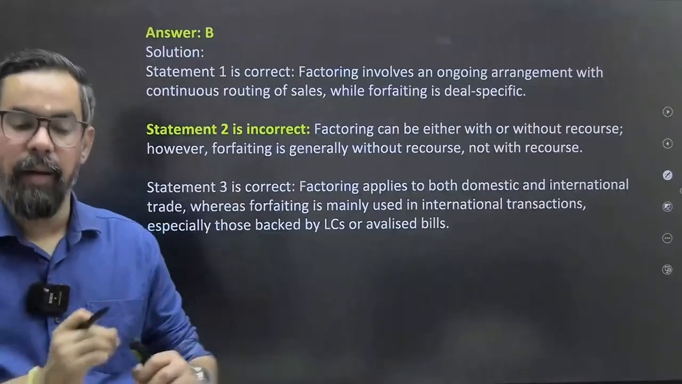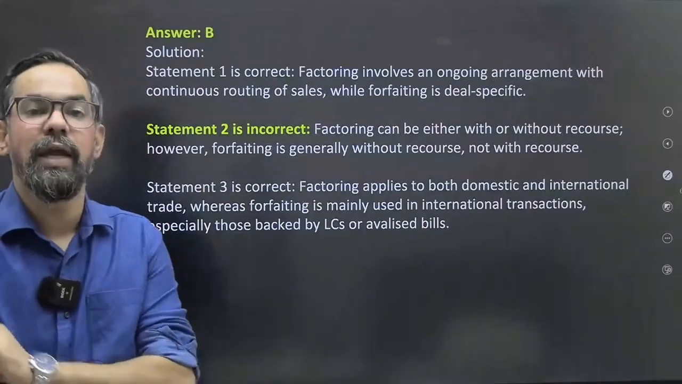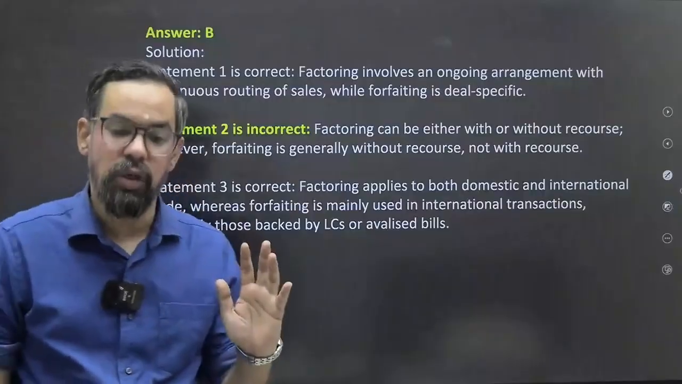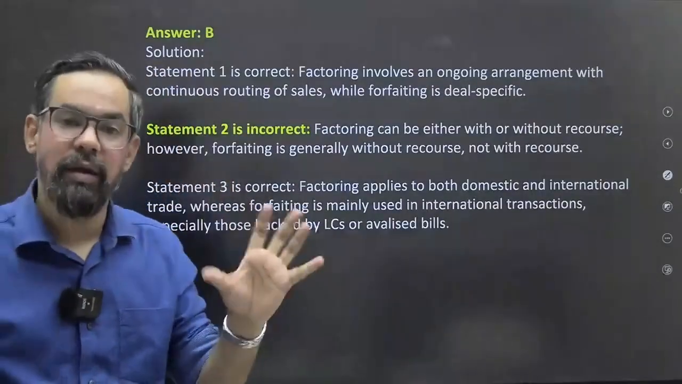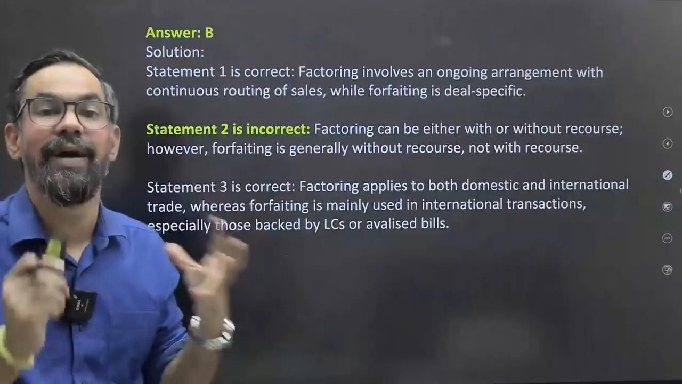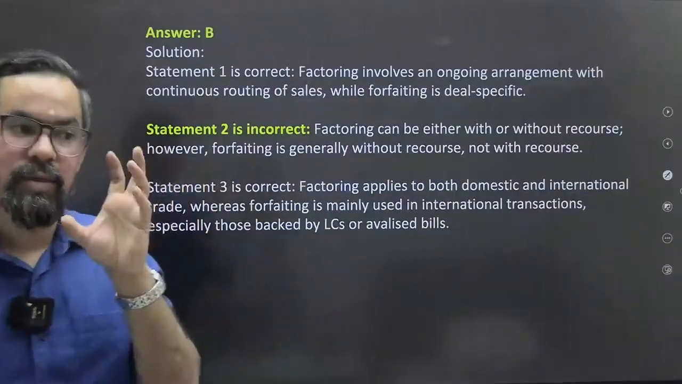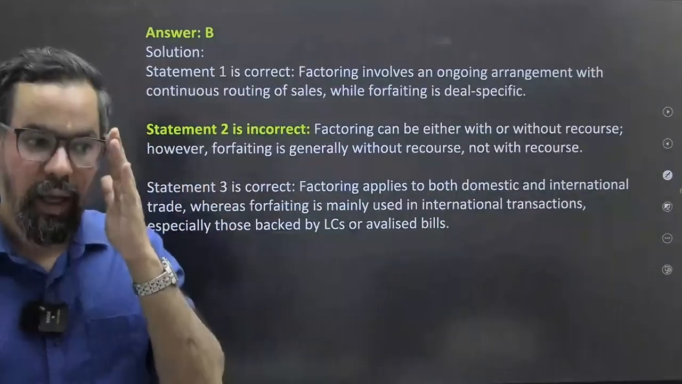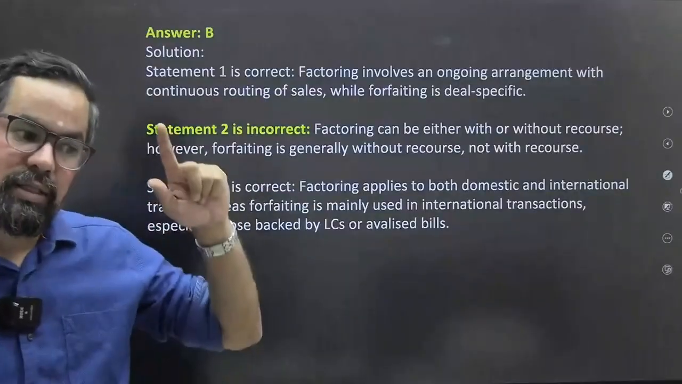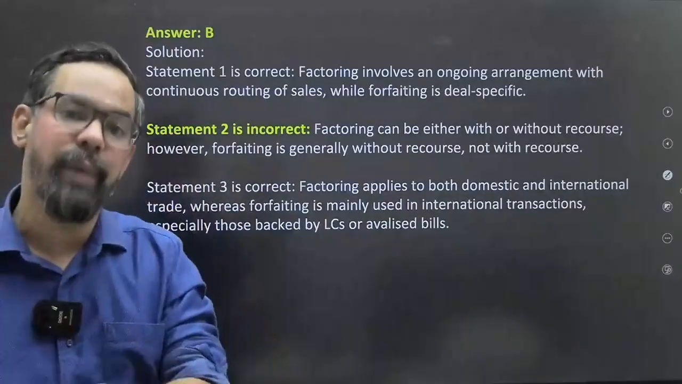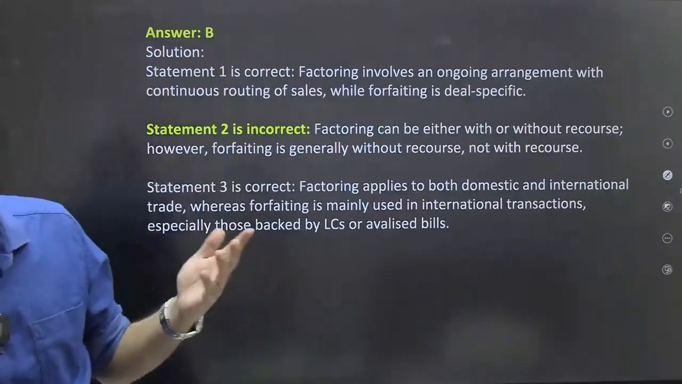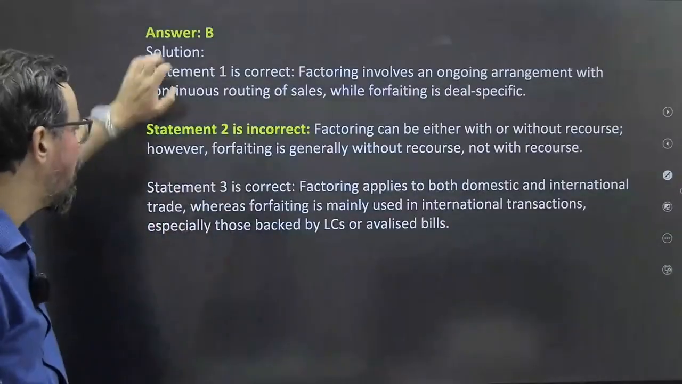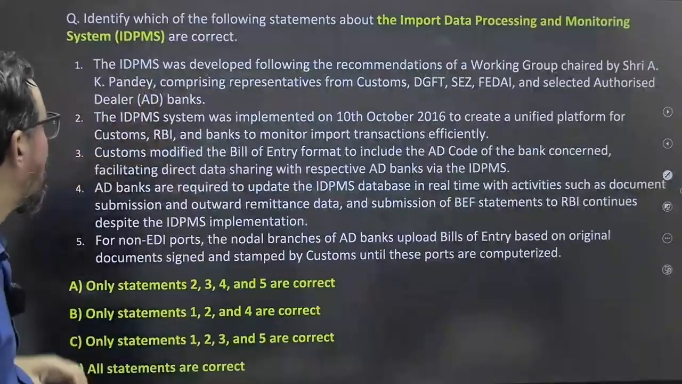Factoring can be done with or without recourse, but forfeiting is where we discount 100% of the bill and it is always backed by an LC. Now, with or without recourse means guarantee, recourse meaning some sort of collateral guarantee. So forfeiting is already always backed by LC, so there is no guarantee required in that particular case. That's the logic behind this. So B will be the right answer for this one.